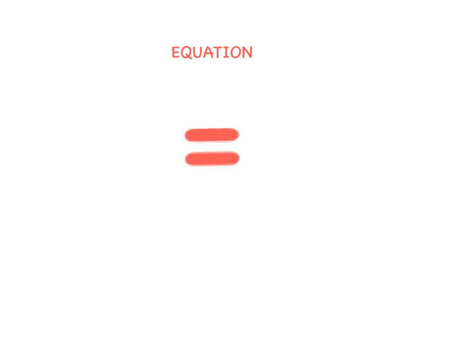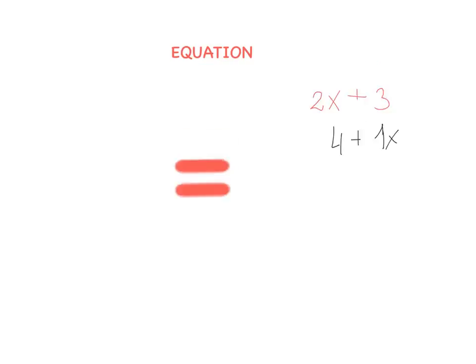In the last few videos we were doing expressions and simplifying expressions, and we know that an expression is variables, letters and operations. Another example is 4 plus 1x. It might be any letter, any number, and any math operation. But today we focus on equations. What is it? An equation is an expression that has an equal sign.